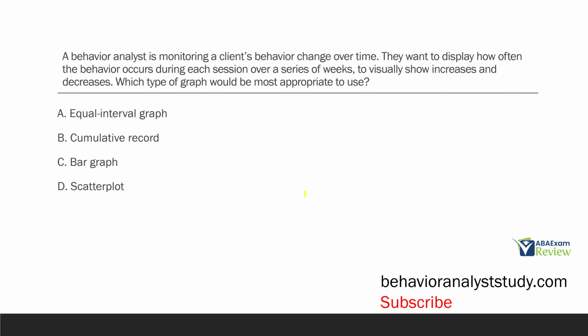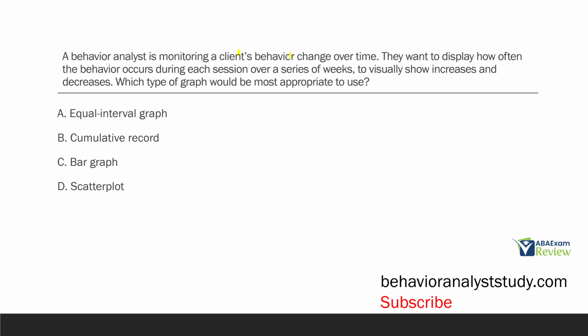A behavior analyst is monitoring a client's behavior change over time. They want to display how often the behavior occurs during each session over a series of weeks to visually show increases and decreases. What type of graph would be most appropriate to use? This is a simple definition question that is attempting to be more difficult with the wording.